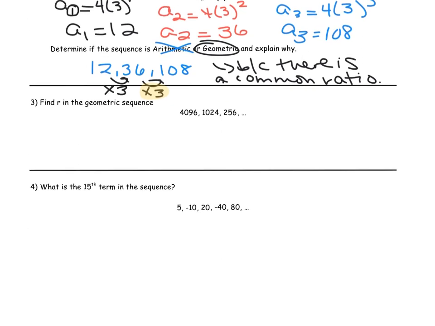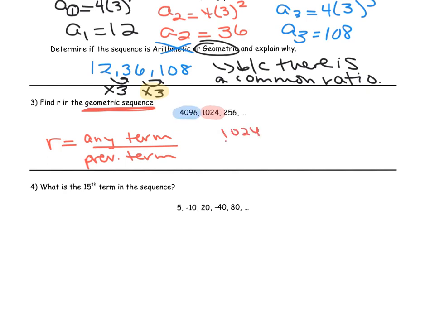So question 3 says, find R in the geometric sequence. We know it's geometric. Well, for R in the geometric sequence, remember we said take any term and divide it by the previous term. So let's take any term and divide it by the previous term. So I'll take that 1024 and divide it by the 4096. Put that in my calculator and I get 1/4 is my common ratio for this geometric sequence.